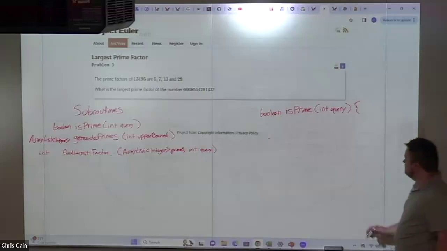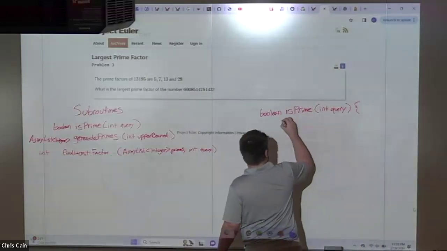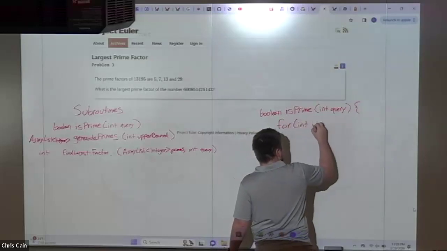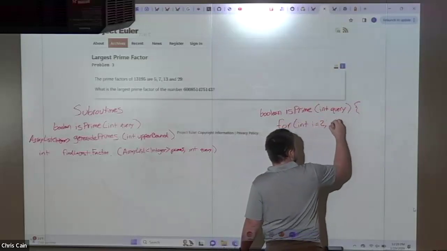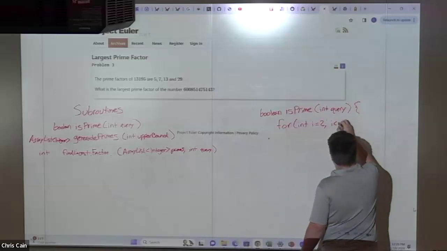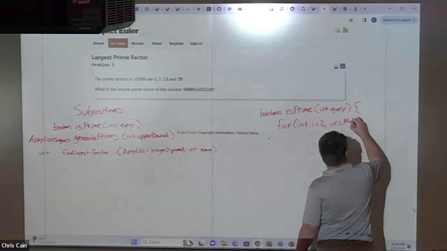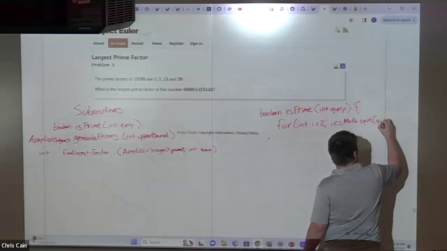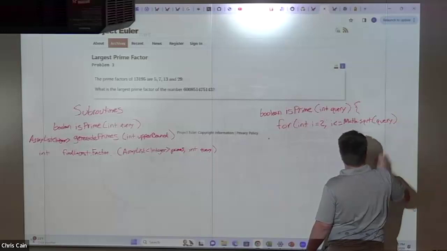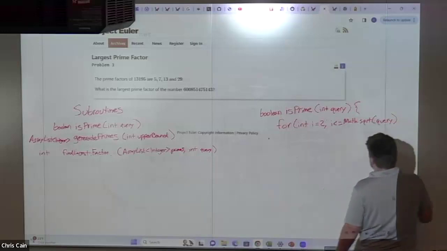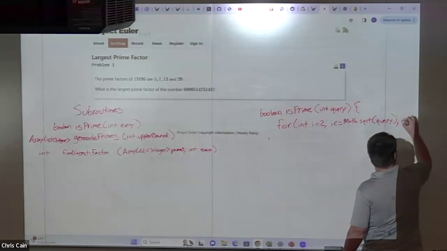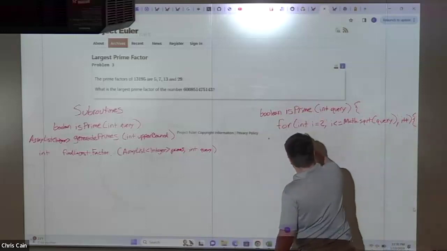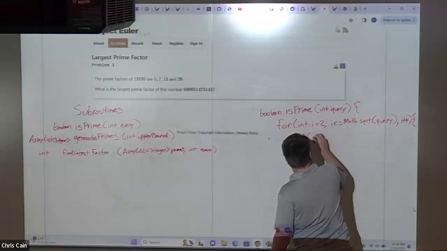For every int, we can even start with I at 2. And then as long as I is less than or equal to the square root of query, we can increment I, and then just run an if. And if query modulus I is equal to 0, then we return false.